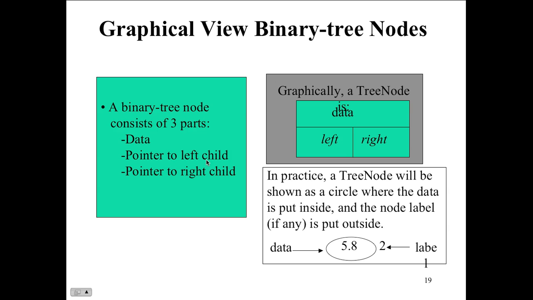So a pointer to the left child and a pointer to the right child exists for each one of the nodes. In practice, a tree node will be shown as a circle where the data is put inside the circle, and the node is labeled if there's a label for it. So we have data that leads to this number, and then we have this label that might be associated with it.